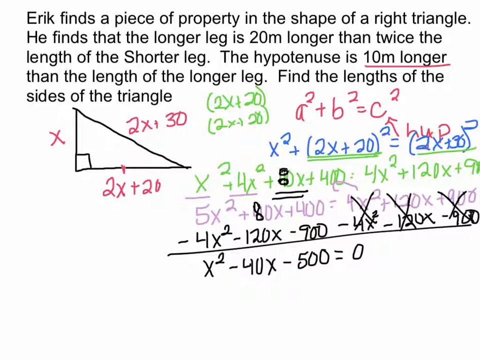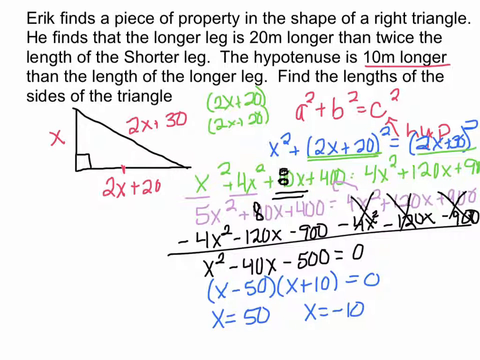Before I try the quadratic formula, let's see if it's factorable. Well, x minus 50 and x plus 10, that multiplies to give me negative 500 and adds to give me negative 40. Therefore, x equals 50 and x equals negative 10. All we've done right now is solve for this right here.